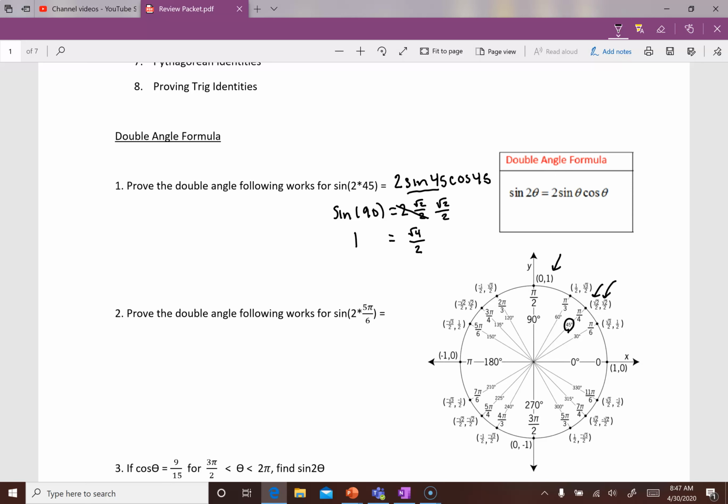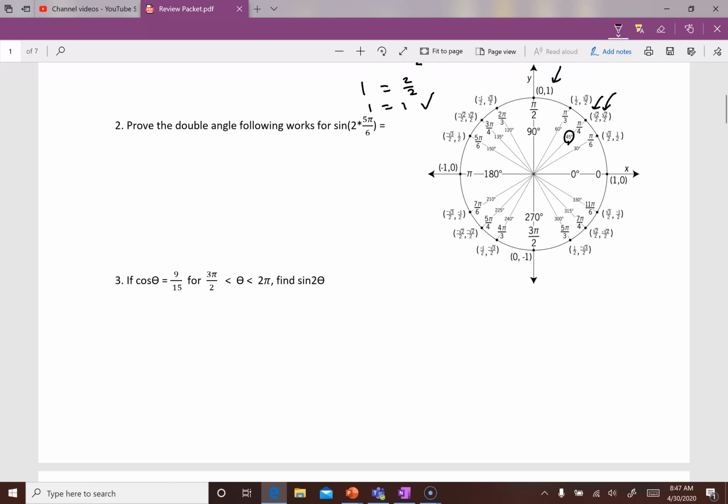Well, what is the square root of 4? It's 2. So we're left with 2 over 2, and that's going to be 1 equals 1. And so since we have both sides of the equation equal, that means that we know that the answer is correct. All right, let's take a look at the next one here.